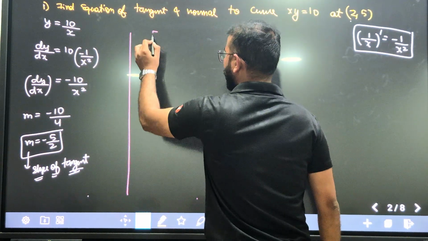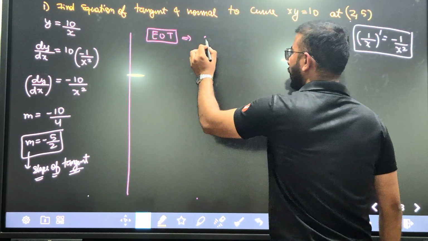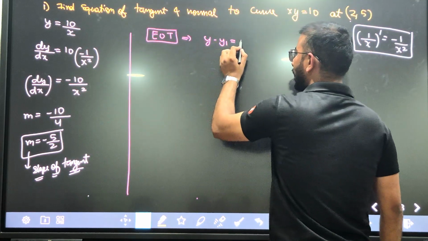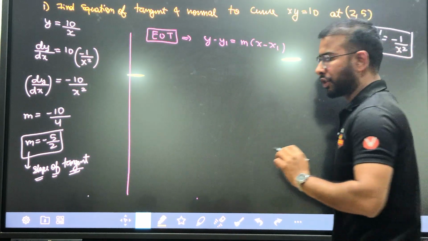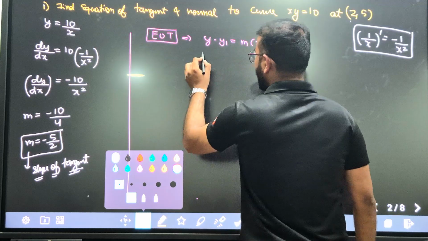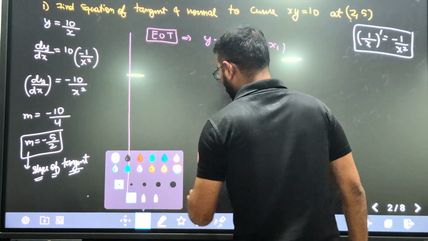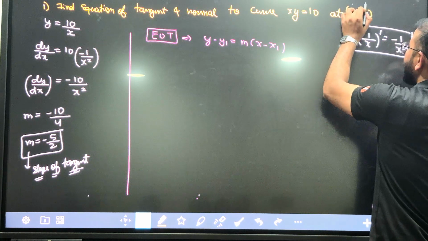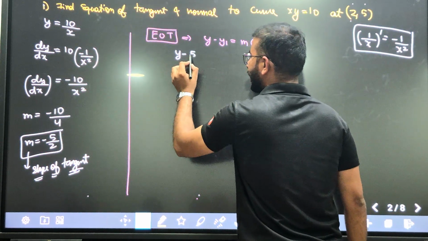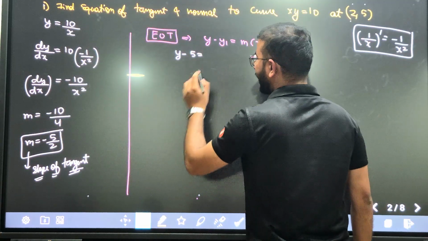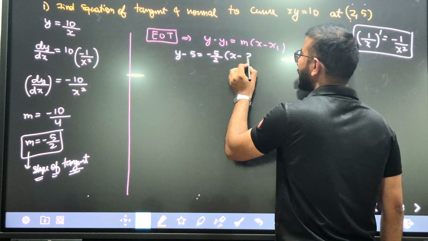Moving forward, let's see the next part. Now first thing is called EOT. What is EOT? Equation of tangent, which is very easy, which all of you know. y minus y1 is equal to m into x minus x1. So we'll substitute. As you can see, what is y1 given in the question? This is x1, this is y1. What is y1? 5. So it is y minus 5 is equal to m. What is the value of m? Minus 5 by 2 into x minus x1, which is 2.